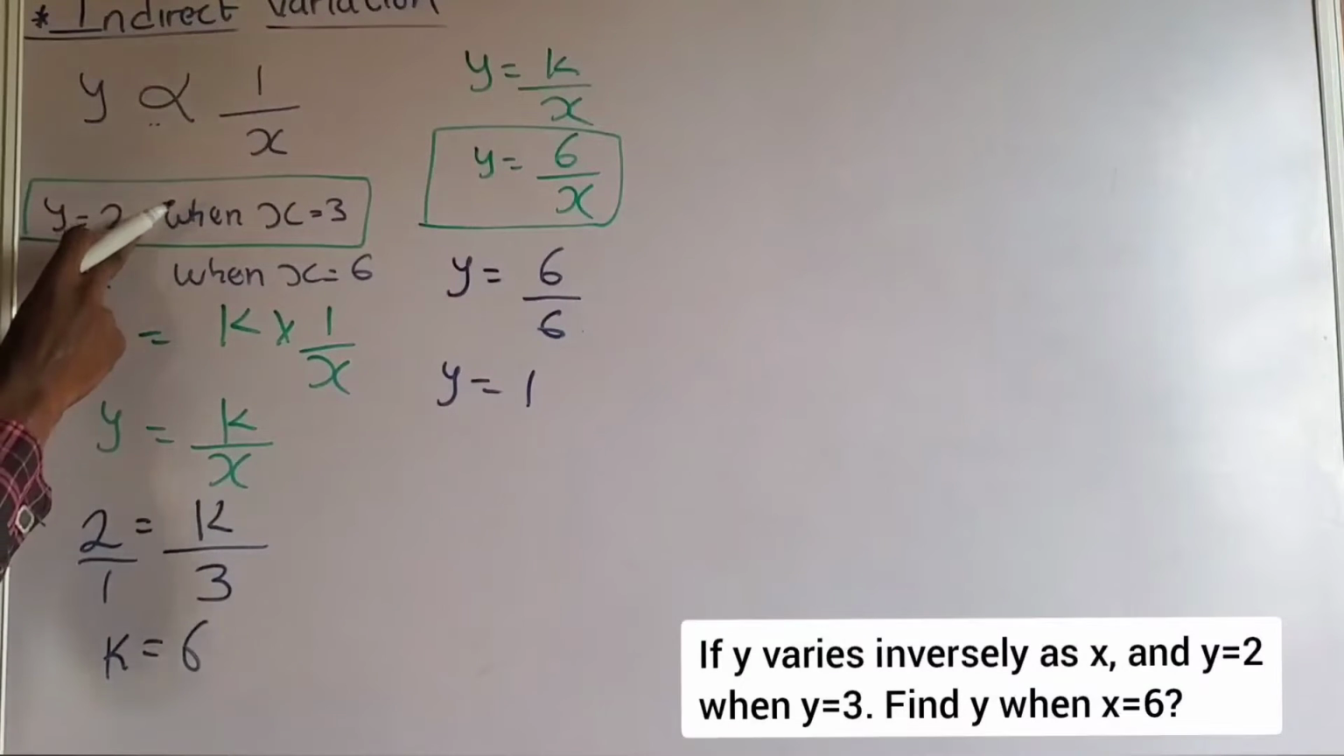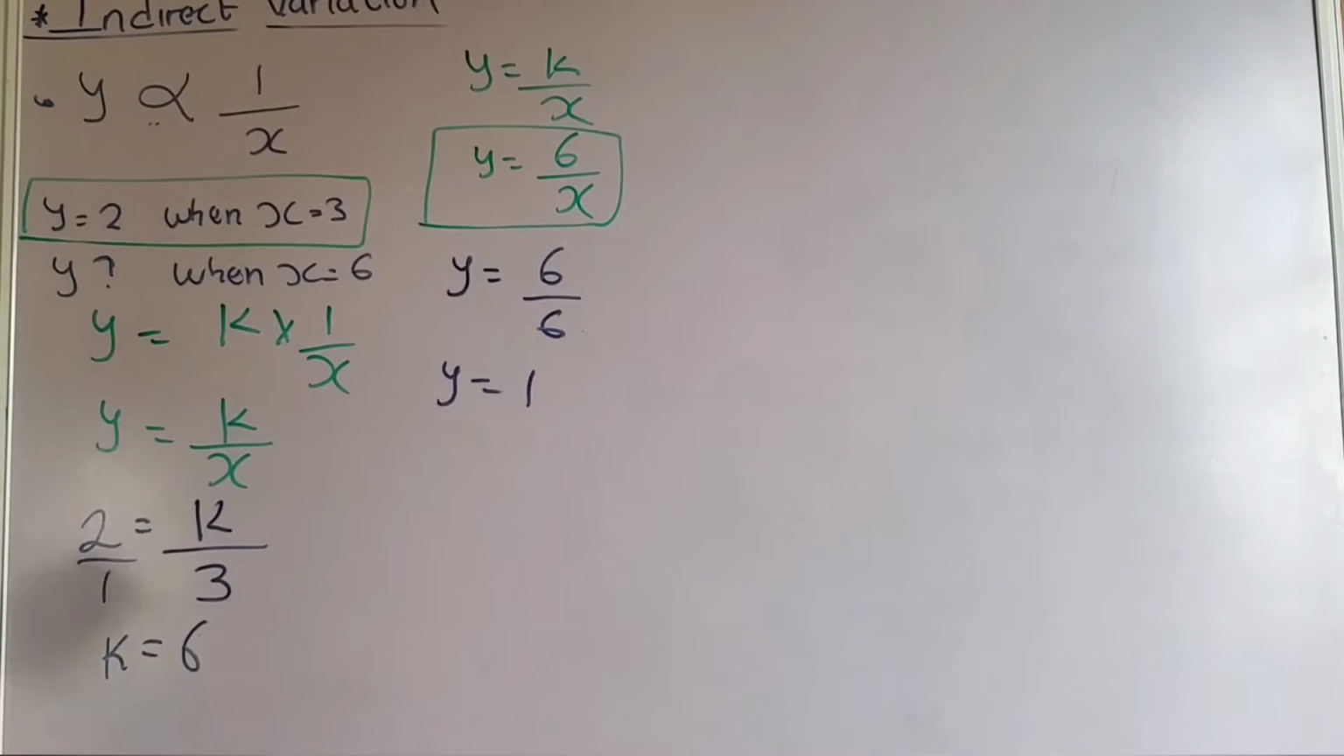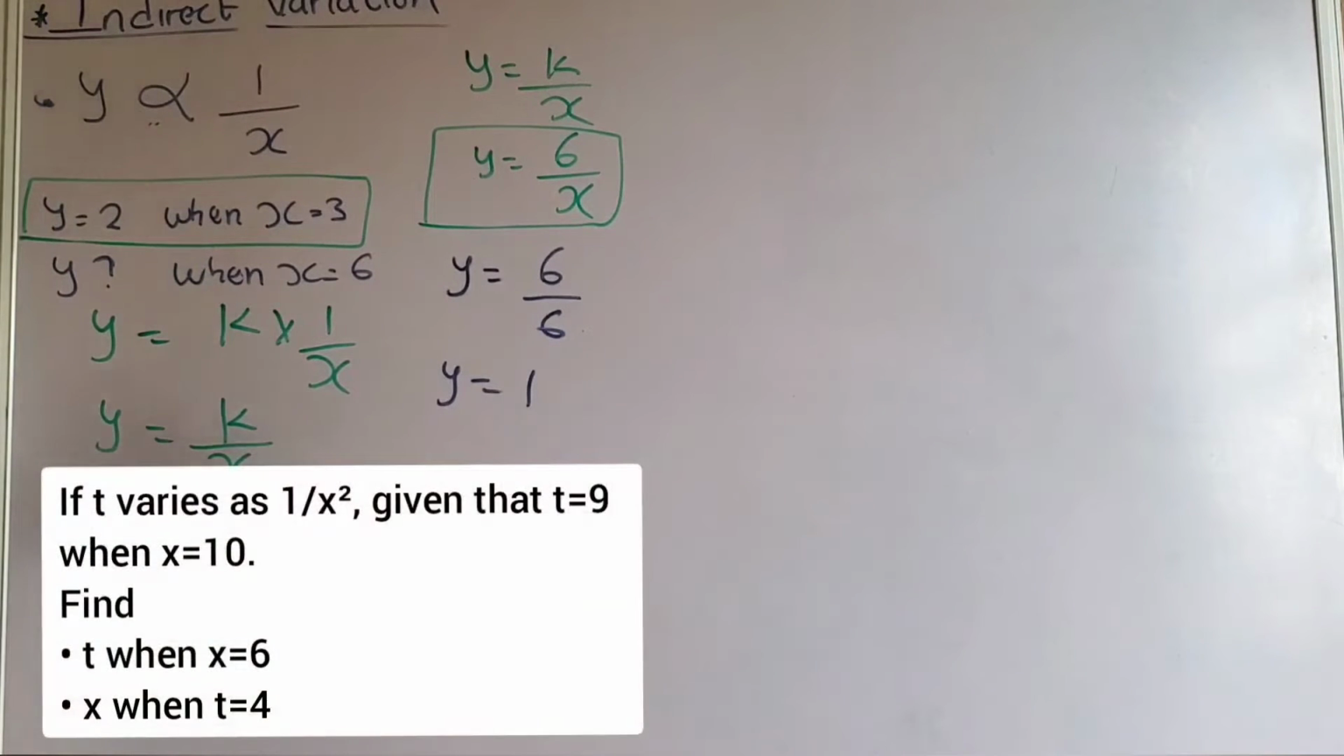When y equals 2, x equals 3. Do you understand? Okay, let's look at one more example. If t varies as 1 over s squared, given that t equals 9 when s equals 10, find t if s equals 6, and find s if t equals 4.